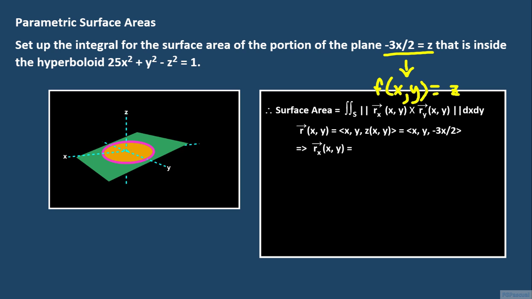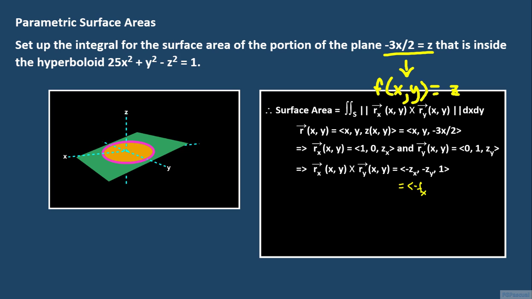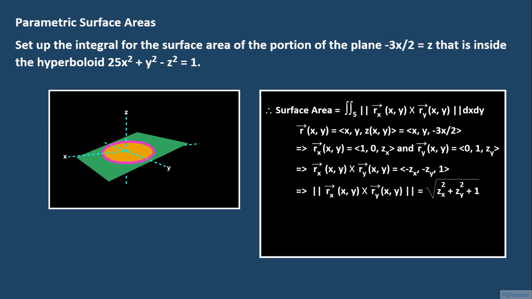r_x, or the partial derivative of r with respect to x, is the vector function 1, 0, z_x. r_y is the vector function 0, 1, z_y. The cross product of r_x and r_y is the vector function -z_x, -z_y, 1. Or, if we use f(x,y) = z, the cross product would be -f_x, -f_y, 1. The magnitude of the cross product is equal to the square root of the square of z_x plus the square of z_y plus 1.